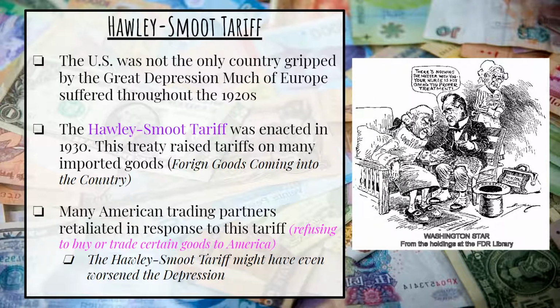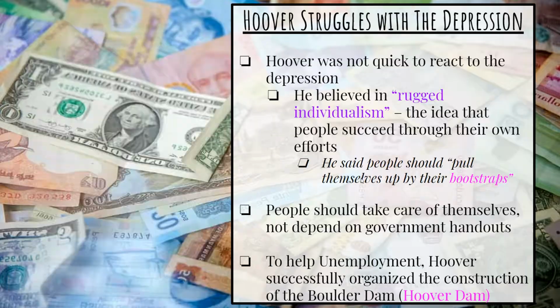So the Hawley-Smoot tariff was enacted, and it raised tariffs on many imported goods. Now, imported goods are goods coming into the country. So if you are China and you're also experiencing a worldwide depression, and America says, hey, we're going to raise the prices on Chinese goods, I'm telling you right now, as a country, I'm going to be mad, because are Americans going to want to buy Chinese products when the American products are cheaper? No. So it's going to create bad relations with other foreign countries throughout the world.